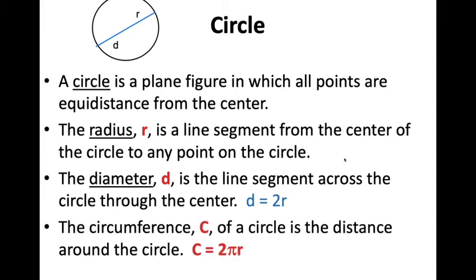Then the circumference, it is the distance around the circle. It's like the perimeter of a circle, but you don't say perimeter of a circle, you say simply circumference. What that means is the distance around the circle. And it's given by this formula, which is 2 multiplied by pi multiplied by radius.